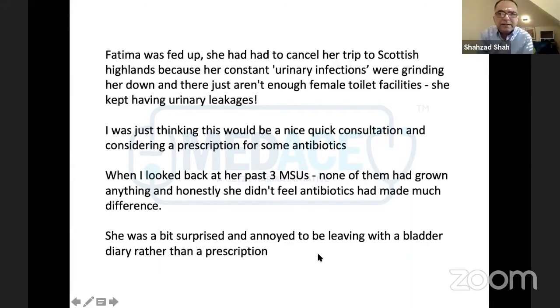So this is a lady who's been canceling her trips because of what she thinks is constant urinary infections grinding her down, and she felt there aren't enough female toilet facilities, as she kept having urinary leakages. So she comes for a quick consultation to get some antibiotics, but when you look at her MSUs, none of them had grown anything, and frankly, she felt no antibiotics had really worked on her. And she was a bit surprised to be leaving with a bladder diary rather than a prescription.